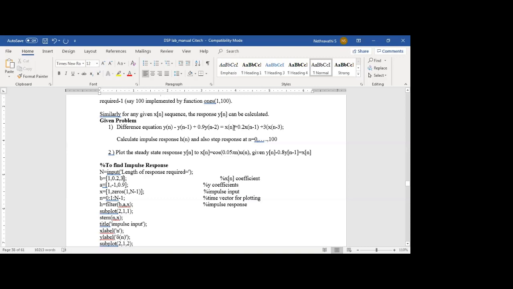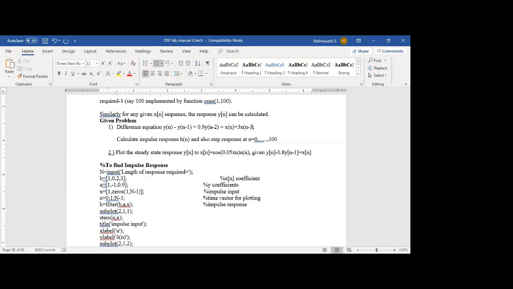So I'm not taking all those things here. If this 0.2 of x of n minus 1 is not there, what will happen? What will be my coefficients? I'm just taking x of n plus 3 into x of n minus 3. What will the coefficients be now? Can anyone tell me? It will become 1, 0, 0, 0, then 1, 2, and 3. Good. So it depends upon the number of delay elements.